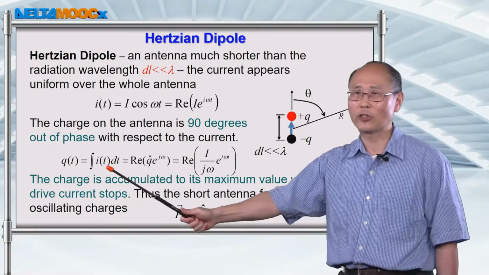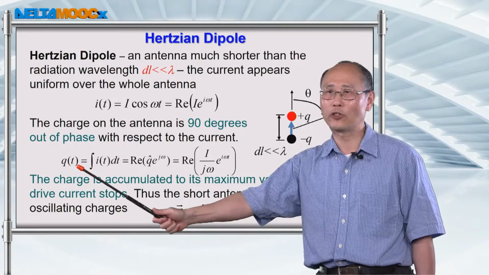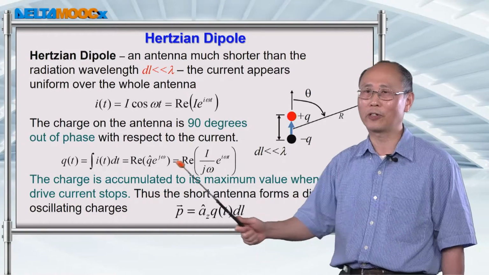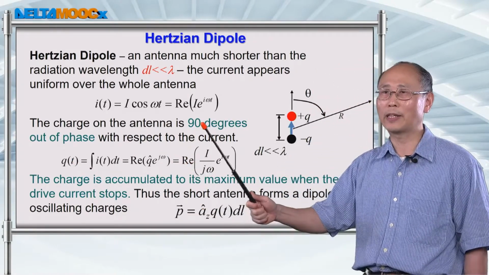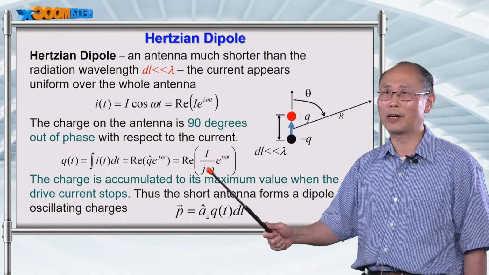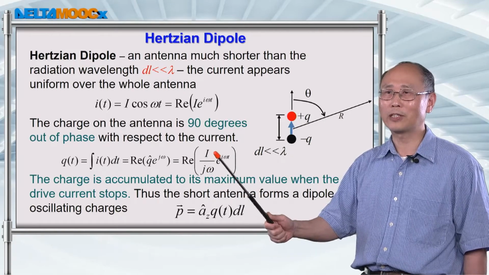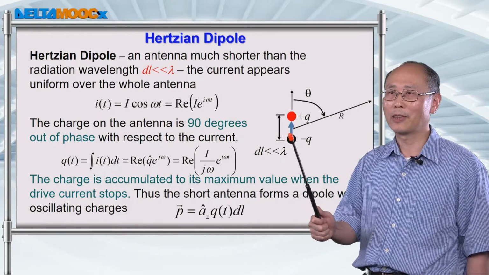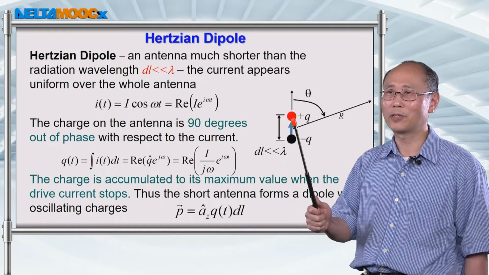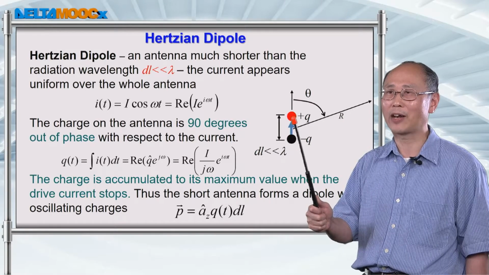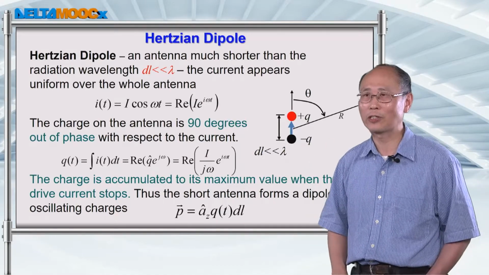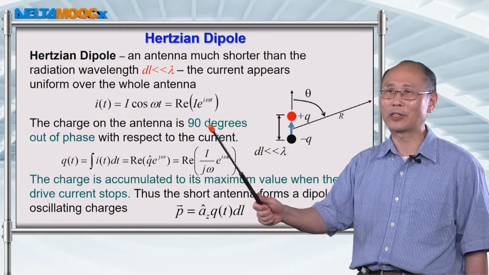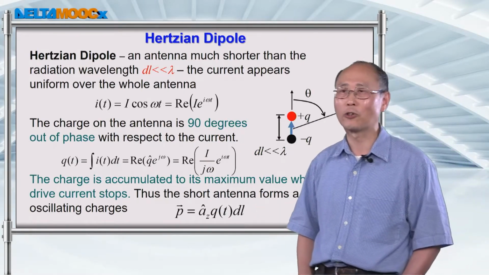And because of this differentiation and integration relationship between charge and current, you expect that the phase between the current and the charge will differ by 90 degrees because of this j underneath this I. This means that when the charge oscillates along this direction, the current will stop at this tip, so the charge will accumulate to the maximum value. So the maximum value of the charge is going to be the minimum value of the current. And this is the physical meaning of this 90-degree phase between charge and current.